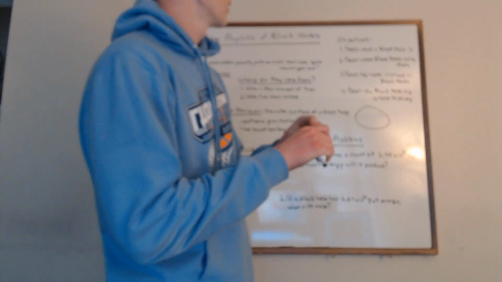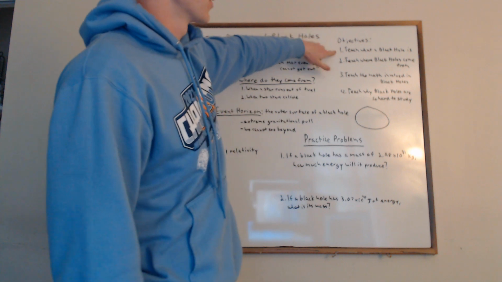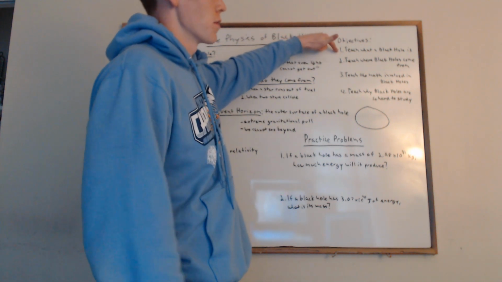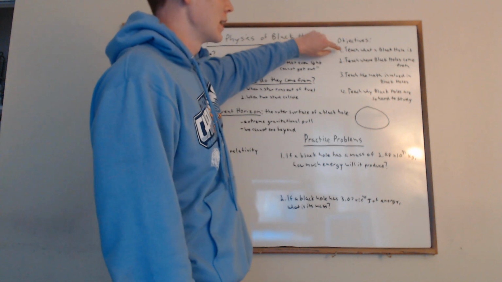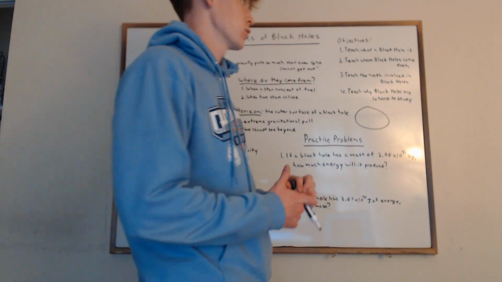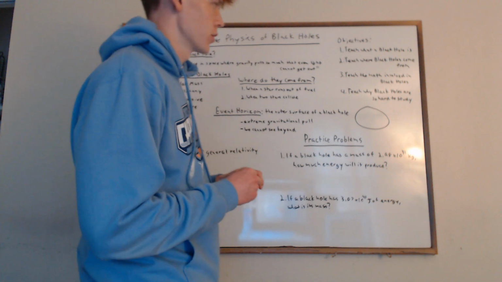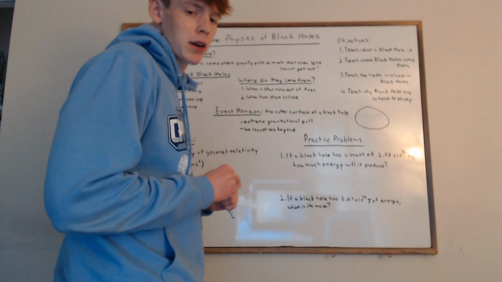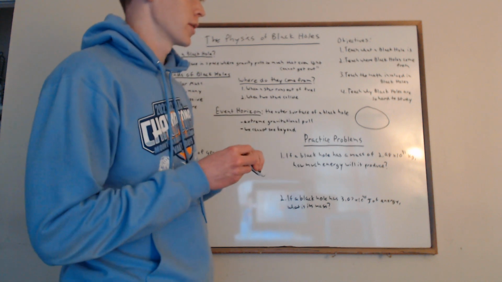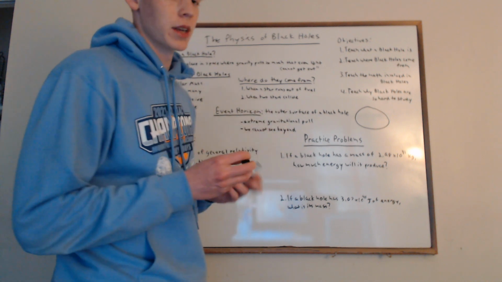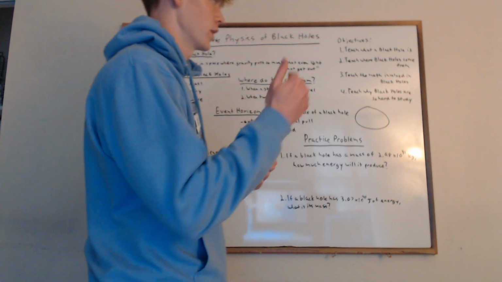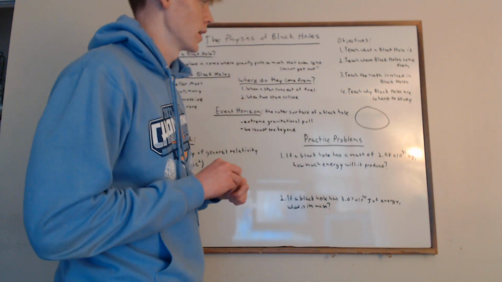So my four objectives are, first of all, teach what a black hole is. Most people don't really know what it is. They've heard of it, but most people need to understand it. Two, teach where black holes come from, how they're created in our universe. Three, teach the math involved in understanding black holes, which, a little disclaimer here, I'll be going over the very introductory level math involved with black holes because the really upper level things are well beyond my level.